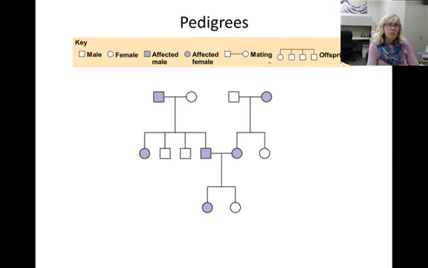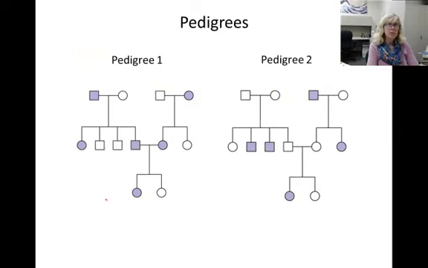Biologists and medical researchers often use pedigrees to track phenotypes and determine genotypes. Here's an overview of pedigree analysis. Squares and circles indicate males and females. Shading indicates the individual is affected and shows the phenotype. Relationships are indicated by lines. Here's the oldest generation, the next youngest generation, and the youngest generation.